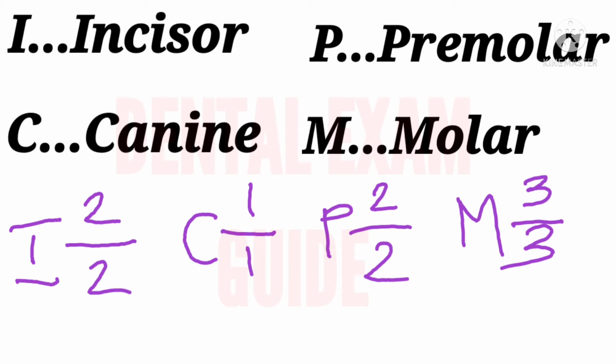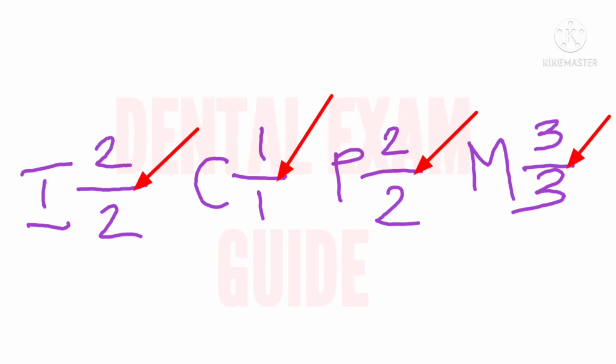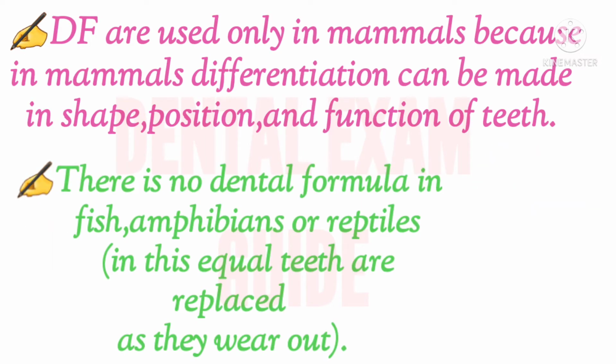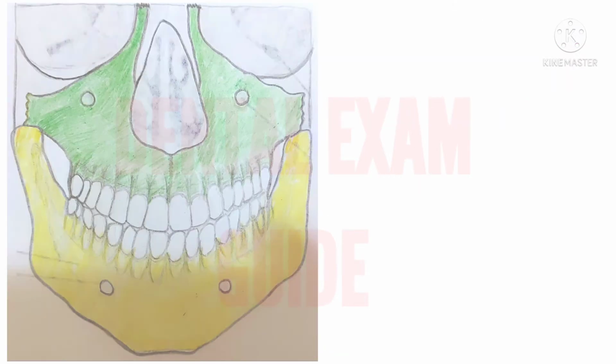Each letter is followed by a horizontal line and the number of teeth in each class is written above the horizontal line for maxillary teeth and below the line for mandibular teeth. Dental formula is present only in mammals because in them differentiation can be made in shape, position and function of teeth. And there is no dental formula in fish, amphibians and reptiles.